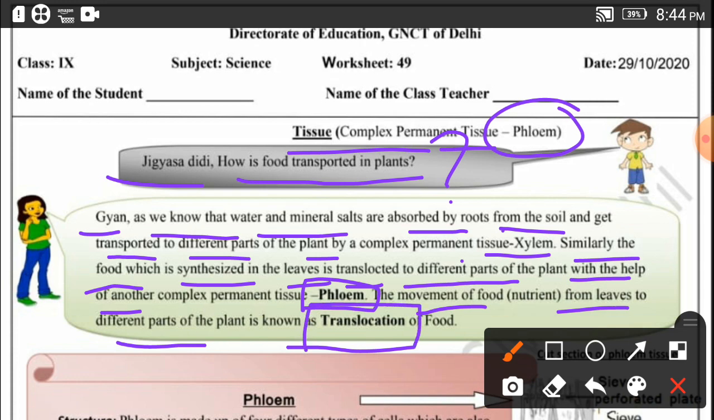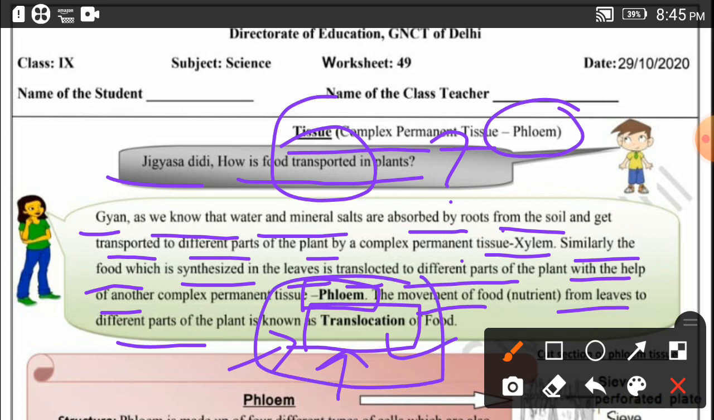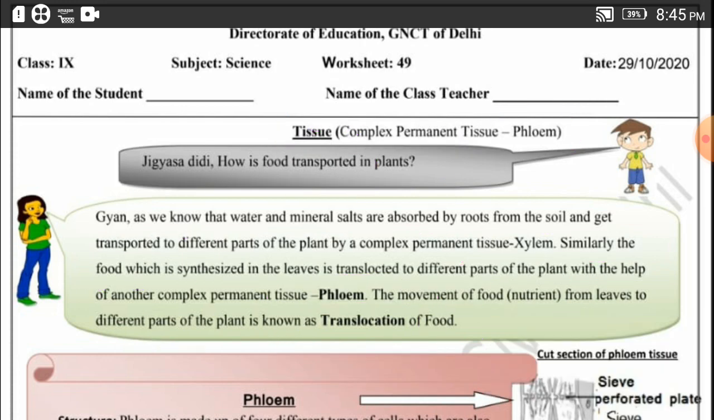So friends, earlier we discussed transportation, but the term we use here is translocation. So the transfer of food from one part of the plant, that is the leaves, to all other parts is known as translocation. So never use the term transportation for food transmission. Here the specific term we can use is translocation.